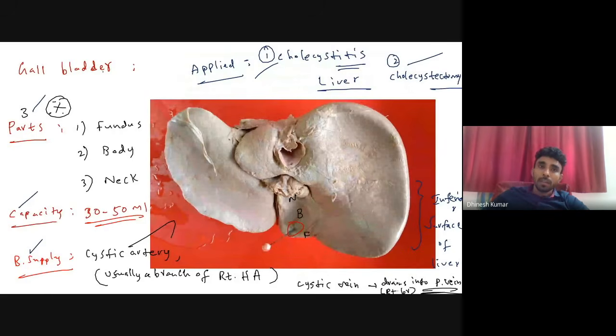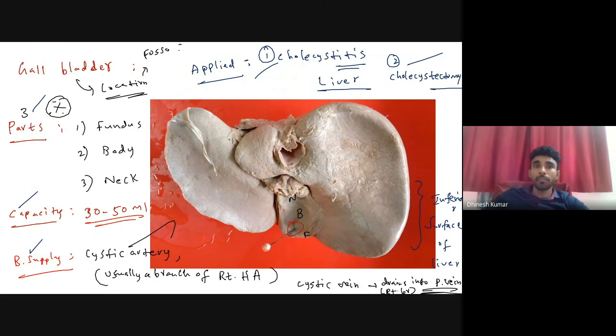Once again, one more sub-question. What is the location of the gallbladder? Yes, the gallbladder is located in the fossa for gallbladder. Okay, what is the location of the fossa for gallbladder? In the inferior surface of the liver. The inferior surface of the liver contains one depression called the fossa for gallbladder. That is the location of the gallbladder.